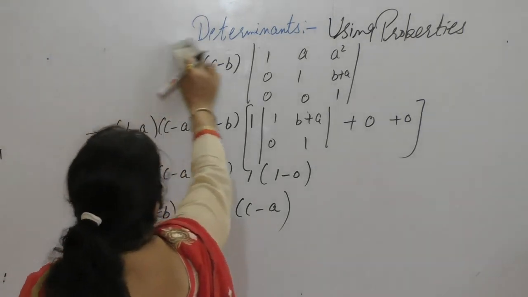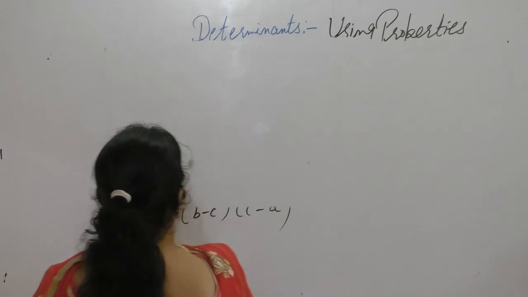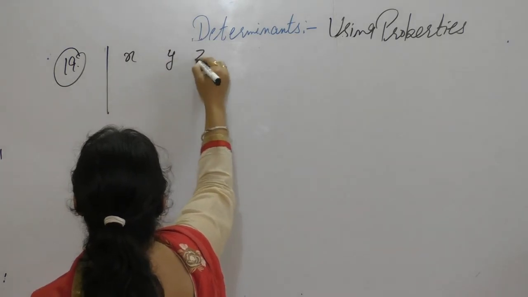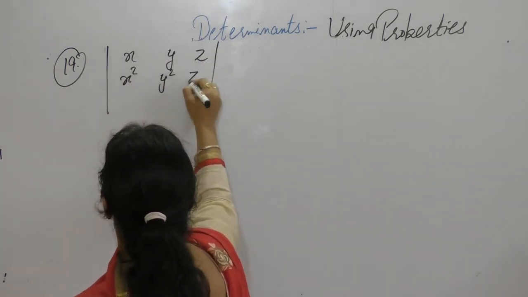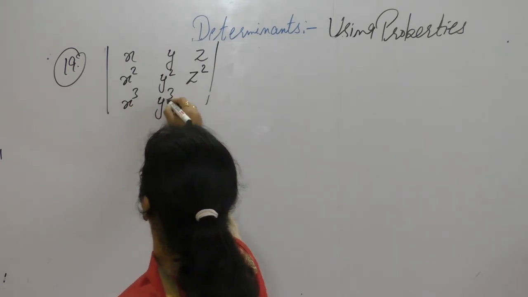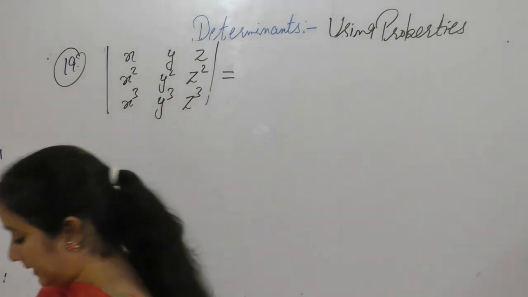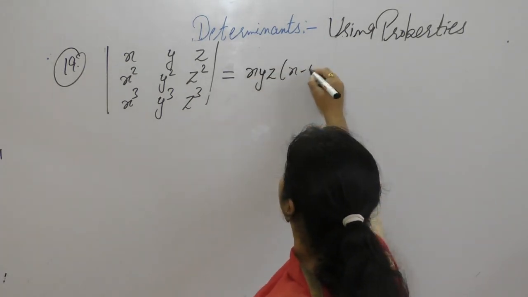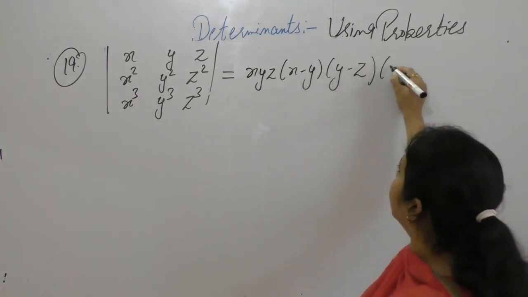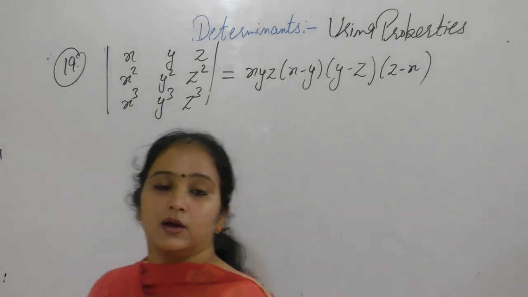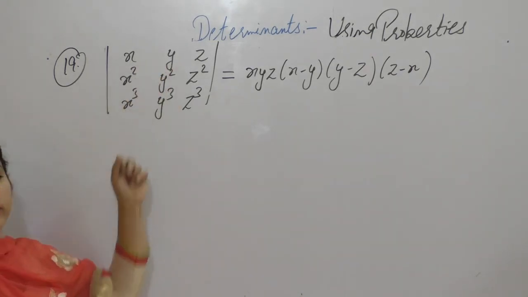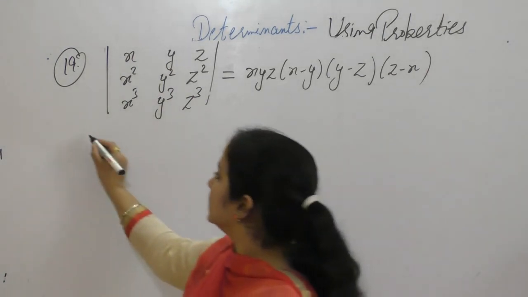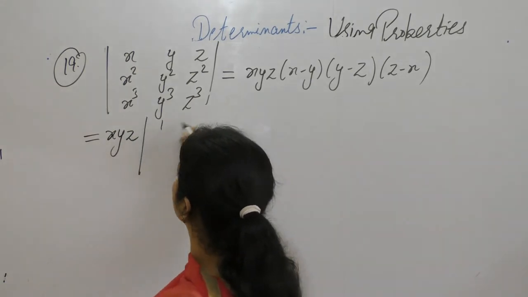Next one is question number 19. Show that the determinant of x, y, z, x square, y square, z square, x cube, y cube, z cube is equal to x, y, z times the next determinant. Take x, y, z common from columns C1, C2 and C3.